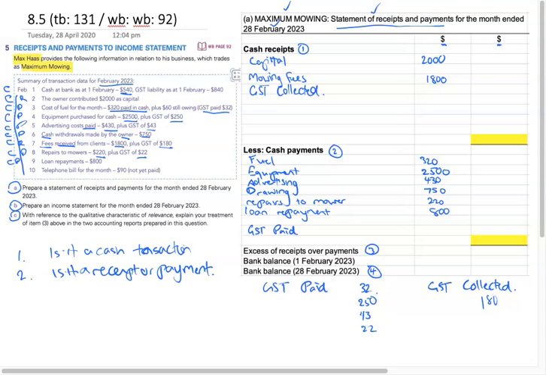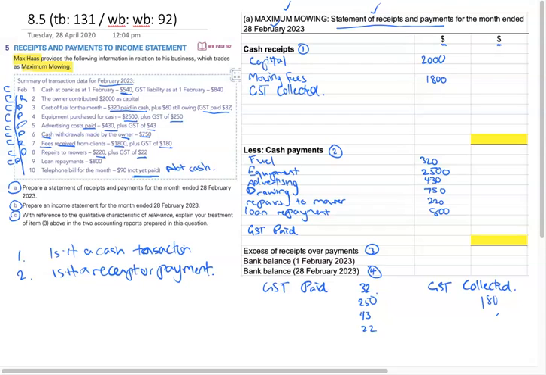Finally, we have a telephone bill for the month of $90, but it is not yet paid. So it is not cash. So do we put this in here? No, because we're only recording cash inflows, our cash receipts, and our cash outflows and cash payments.